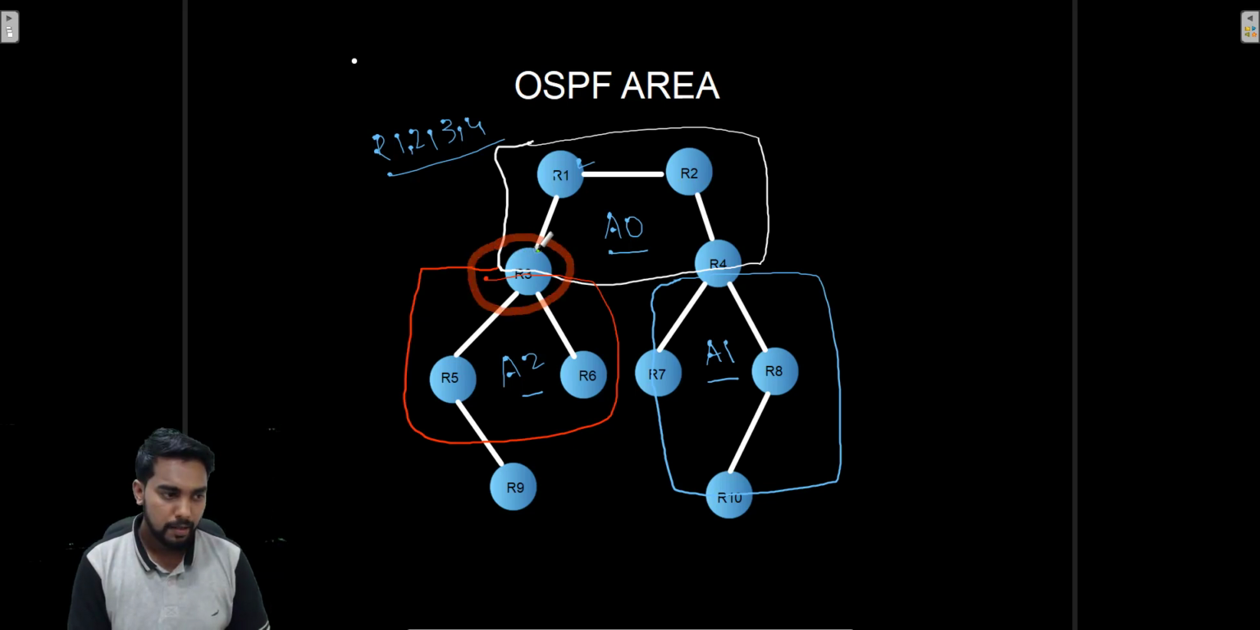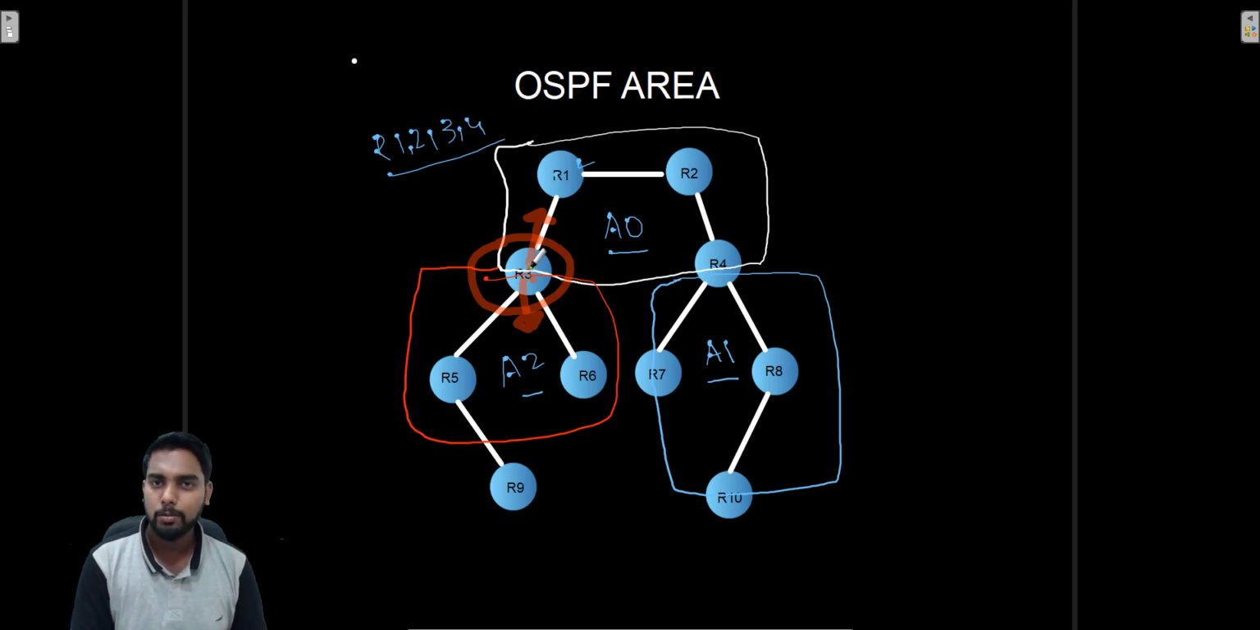router number 3, is a part of area number 0 and also a part of area number 2. Now, just in case you're wondering why I have missed router number 9, I will talk about it soon, don't worry. But again, going back, router number 3 is a part of area number 0 and area number 2. So such routers have a view of both areas. Router number 3 has the entire network view of area number 0, and it also has the entire network view of area number 2.